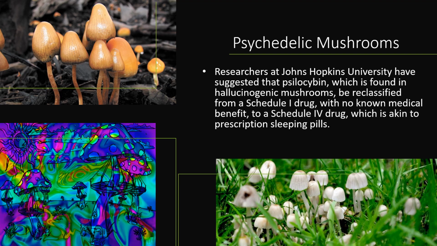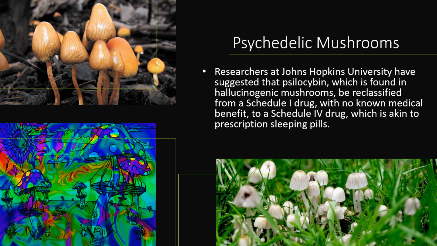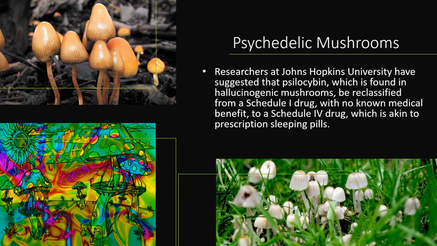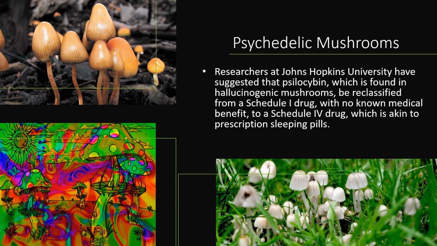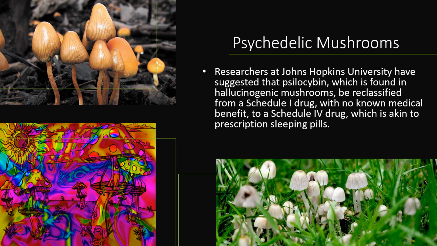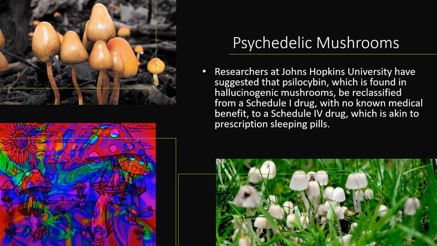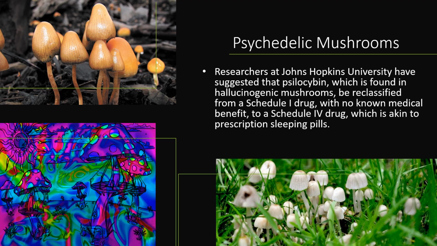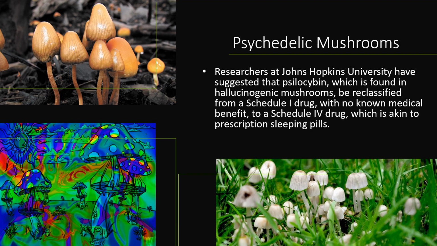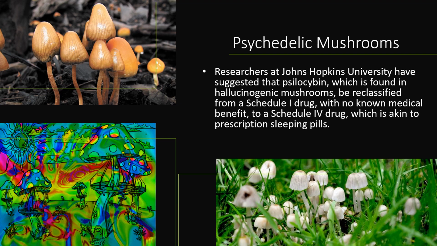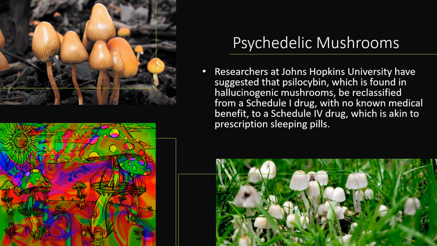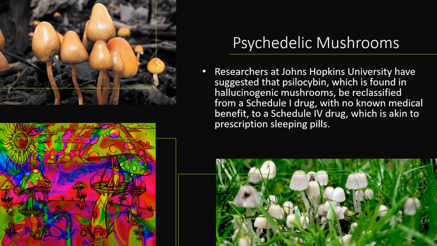There has been new research these days that has actually looked at the medicinal benefits of psychedelic mushrooms. And researchers at Johns Hopkins University have suggested that psilocybin, which is found in the hallucinogenic mushrooms, should be reclassified from a Schedule I drug, which is a drug that has no known medical benefit, to a Schedule IV drug, which is akin to a prescription sleeping pill. And so there are new studies going into how these psychedelic mushrooms can actually be used in a medical way to help treat different types of ailments.